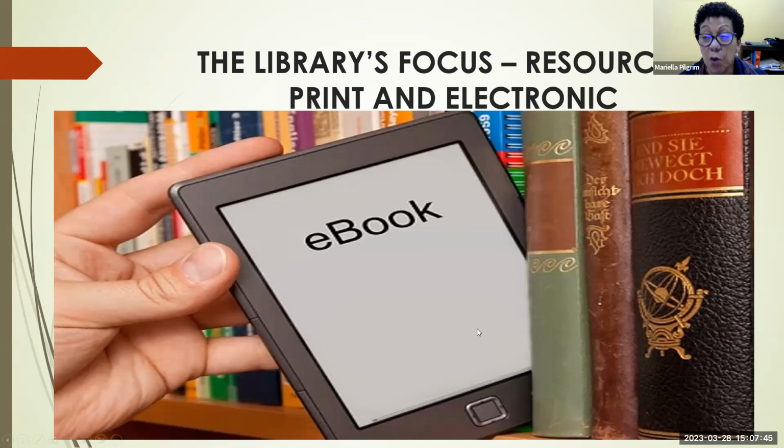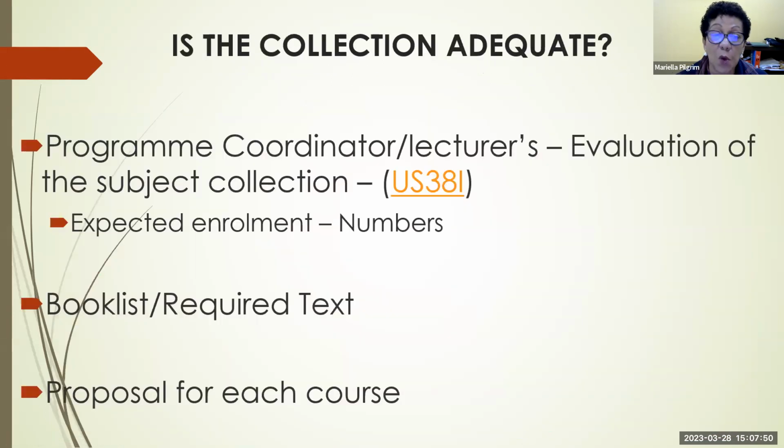In order to focus on that, of course, you have to provide us the information. What we require is that the person responsible for each course must evaluate the collection. You must tell us, do you think that the collection is adequate? And by simply completing the library information form, which we normally call US 38-1, but you all wouldn't know that. The form is available on our website, or you can contact your liaison librarian and ask for a copy of this form.